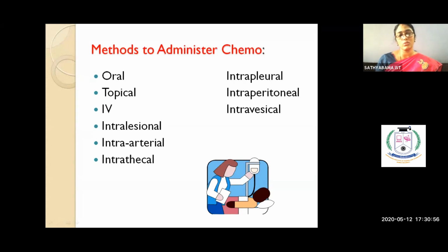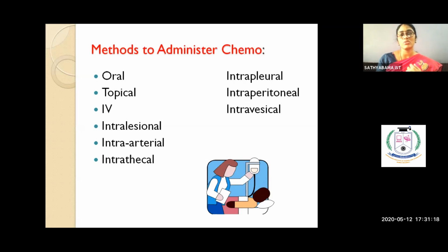Then there are the intralesional and intra-arterial routes. Intralesional is nothing but giving it through a lesion. If there is some growth or lesion or cut or something like that, you can give it like that. Intra-arterial, you'll be giving it through your artery. Intrathecal is nothing but through your spine: you give it directly into your spinal region. So that's basically intrathecal.